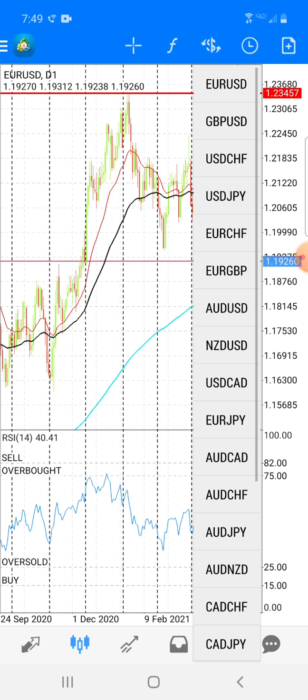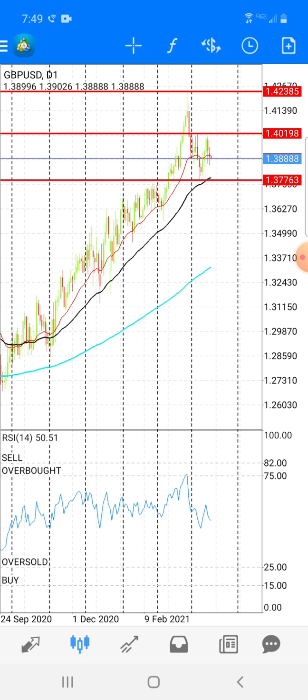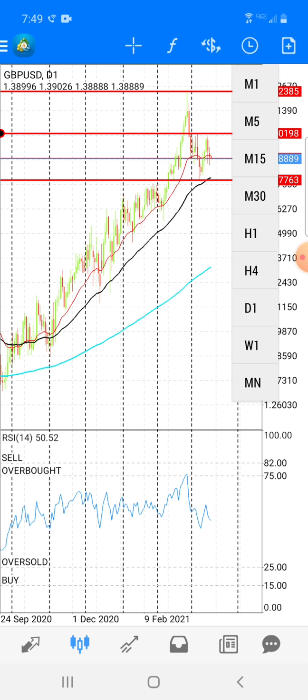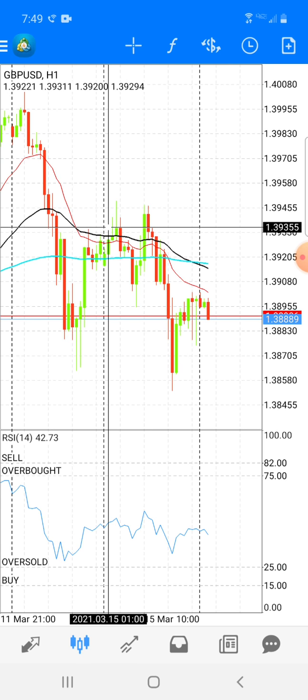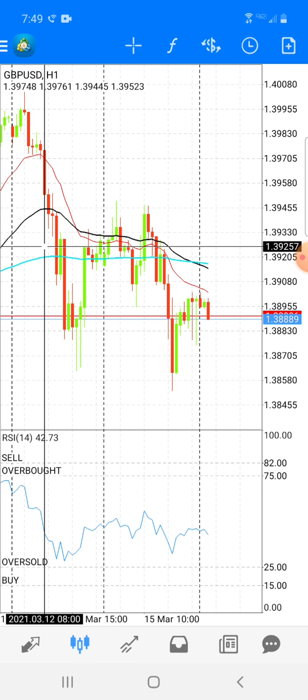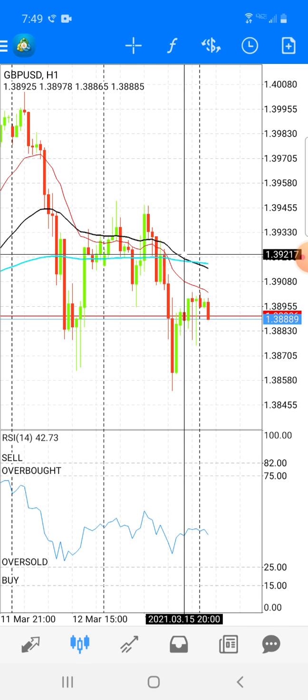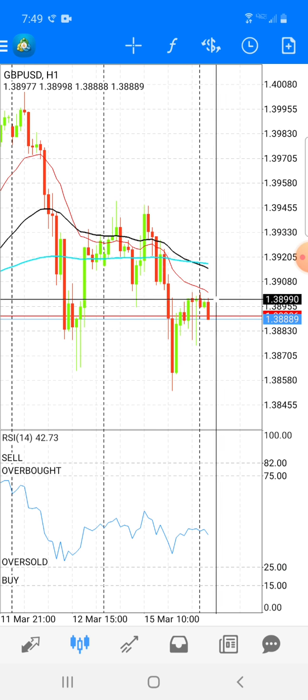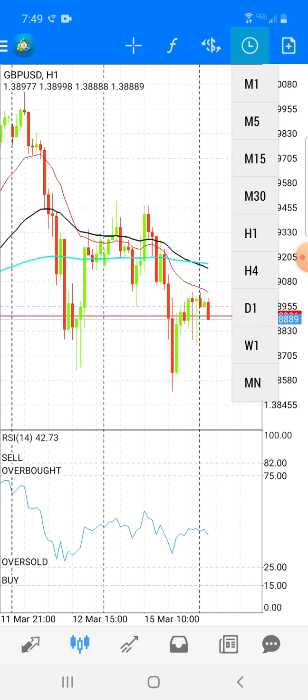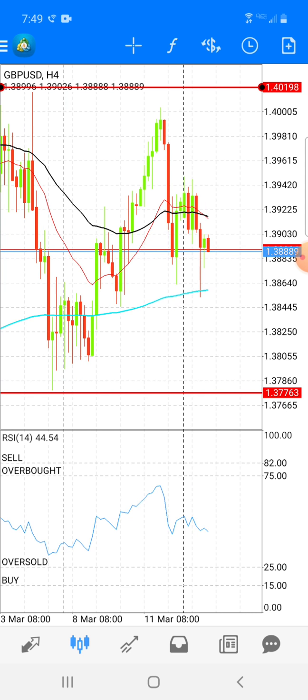Let's go GU. Okay, let's go GU. Get rid of these. And let's go to the smaller time frames first. Zoom in. So again, there go those moving averages crossing. You see, anytime you see the 200 EMA straight line like that, that's a great sign that GU is about to drop on H1. Okay, let's go to H4 to confirm what we're seeing.